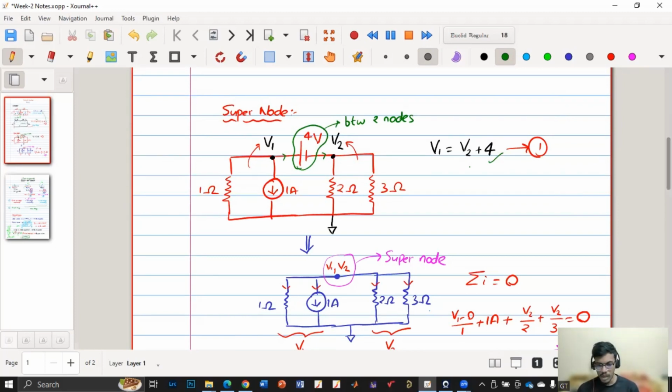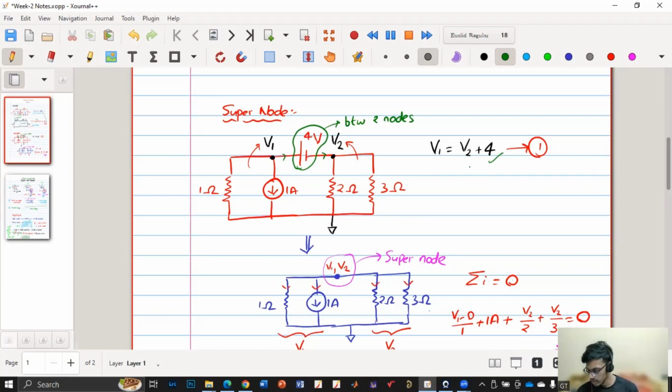So how did we get Supermesh? We have removed the current source, and whatever is left over is called Supermesh. Here also, for Supernode, we'll remove this voltage source and short these two. Now we assume that both V1 and V2 are sitting at the same potential, and this node is called Supernode. In the case of Supernode, we have to be careful.